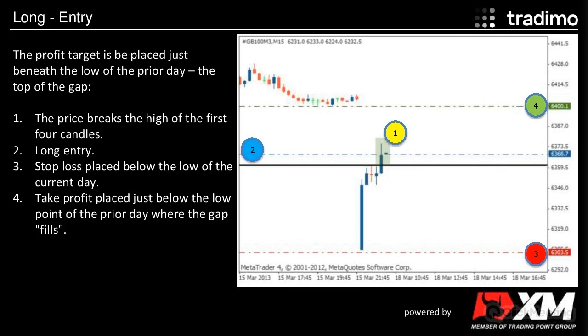For example, I remember 18 years ago when the Dow Jones opened with a gap over 8%, this kind of strategy would work. But it's up to you in the end.